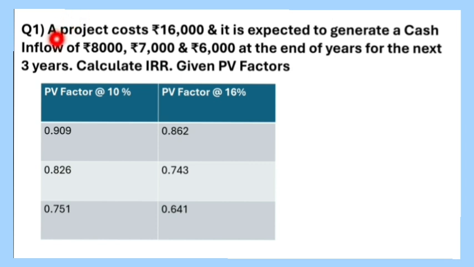Let's read the question. A project costs rupees 16,000 and it is expected to generate a cash inflow of rupees 8,000, 7,000, 6,000 at the end of the years for the next 3 years. Calculate internal rate of return given PV factors. PV factors are given at 10%: 0.909, 0.826, 0.751. And another PV factor is given at 16%: 0.862, 0.743, 0.641.